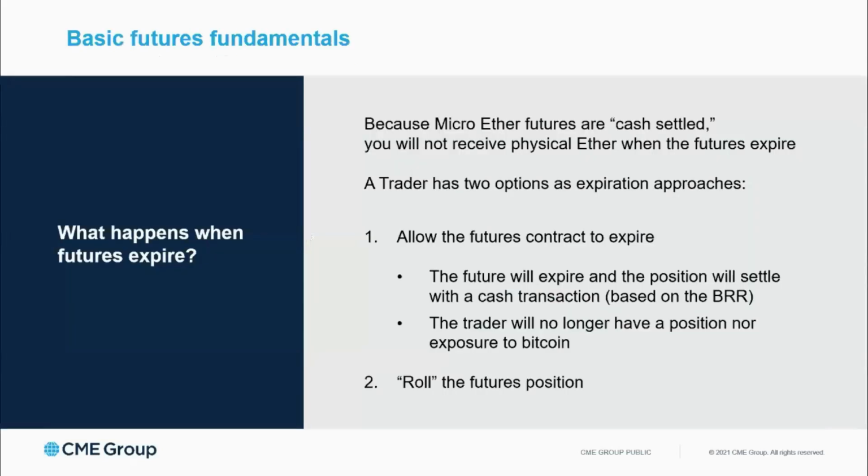So when a contract expires, and this is a cash settled contract, a trader has 2 options as expiration approaches. They can roll the position if they want to maintain that exposure going into the next month, or they can close the position if they no longer want to have exposure.